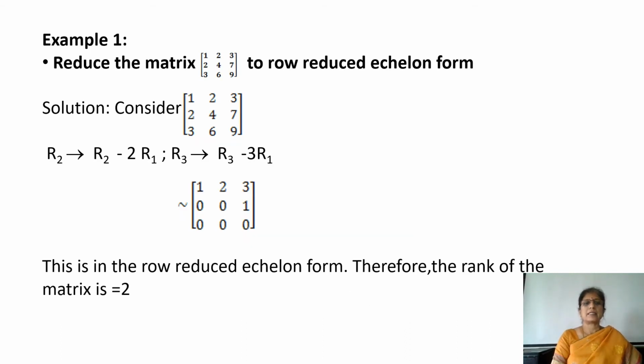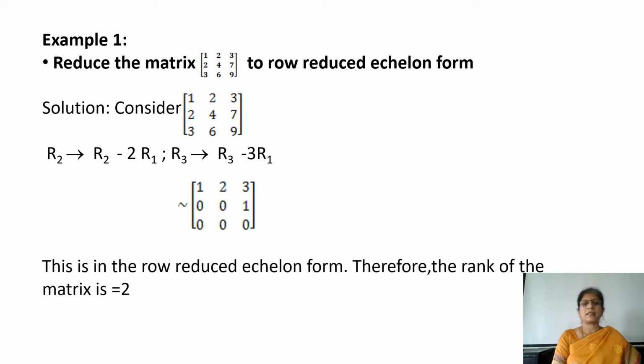Example. Let us reduce the matrix 1, 2, 3, 2, 4, 7, 3, 6, 9 to the row reduced echelon form. So for the solution, consider the matrix 1, 2, 3, 2, 4, 7, 3, 6, 9. Let us apply the operations R2 changes to R2 minus 2 R1 and R3 changes to R3 minus 3 R1.